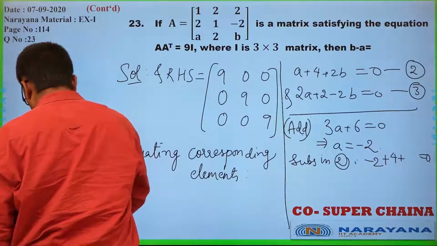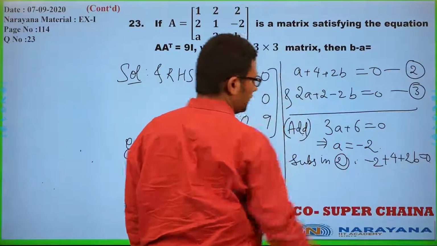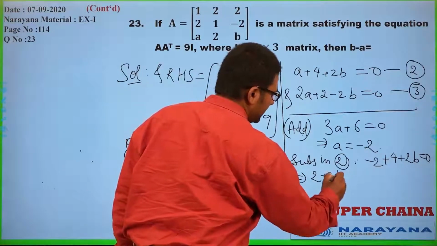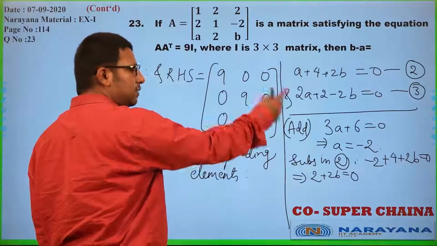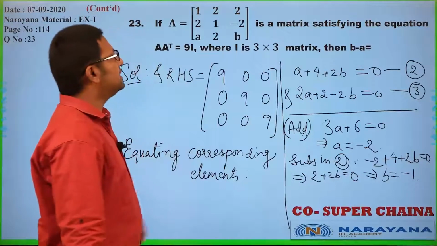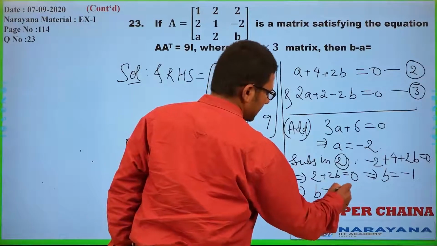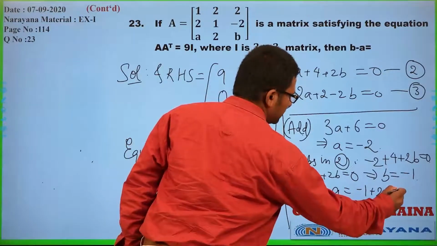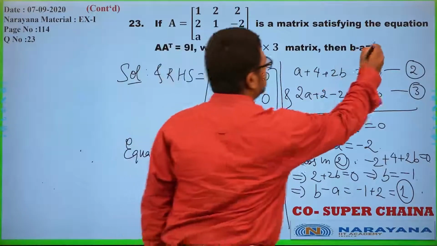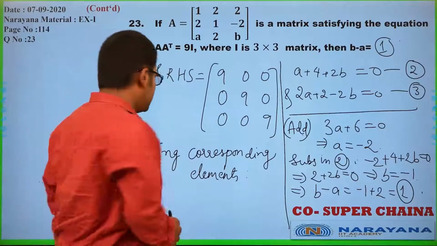So plus 2 plus 2b is 0, which means 2b is minus 2 and b is minus 1, right? But the question says what is b minus a? So b minus a is minus 1 plus 2, which is 1, right? 1. That is what you are looking for. Got it? Okay, let us proceed then.